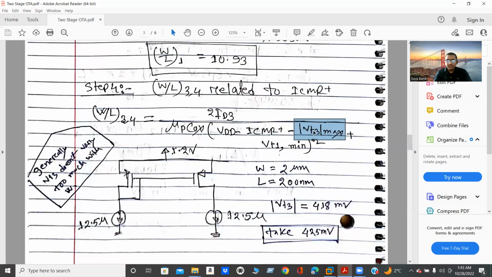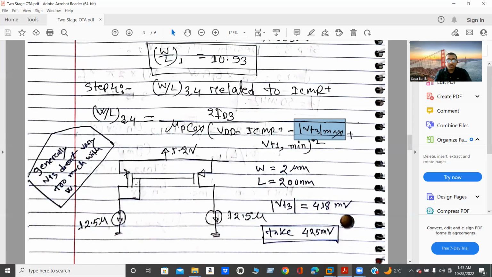To find VT3 max, I should configure this circuit. And as I told you, each of my branches is responsible for 12.5 microampere. Therefore, I connected 12.5 microampere with the drain of this PMOS, and the other circuitry is the same. Here I intended to use L equals 200 nanometer. Therefore, I chose L equals 200 nanometer.